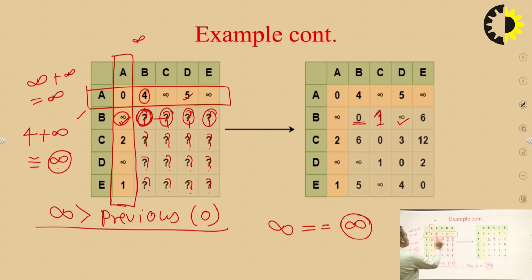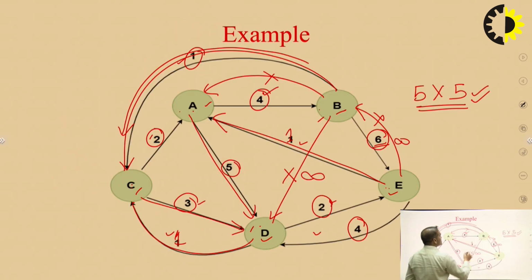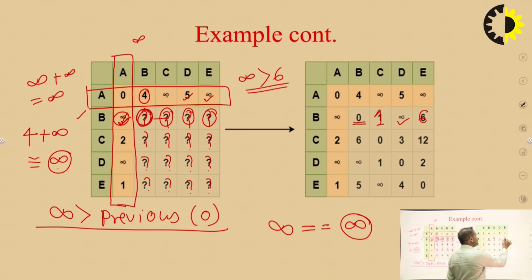This cell value is calculated by infinity plus infinity, and the previous value of this cell is 6. 6 is less than infinity, so we can't update the value of this cell. This value is written here as it is.